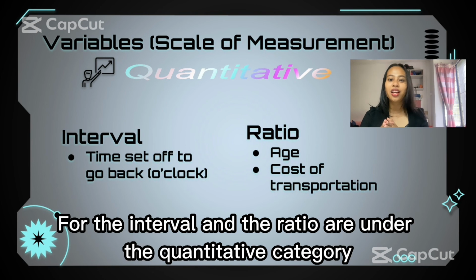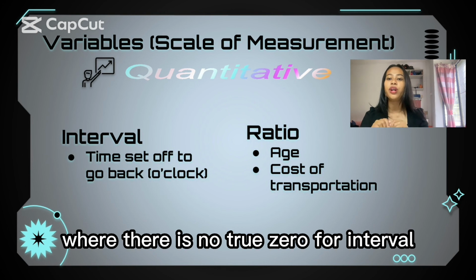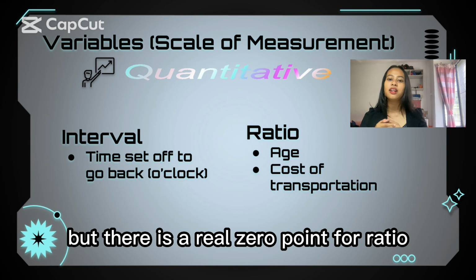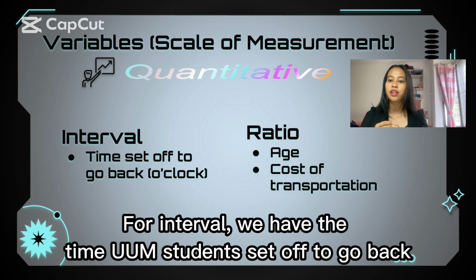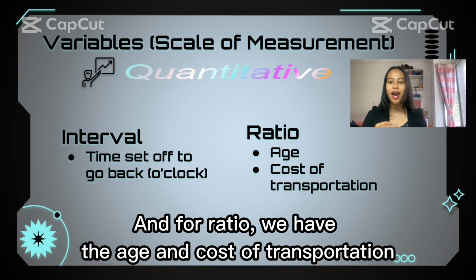Interval and ratio are under the quantitative category, where there is no true zero for interval, but there is a real zero point for the ratio. For interval, we have the time the UUM students set off to go back, and for the ratio, we have the age and cost for the transportation.